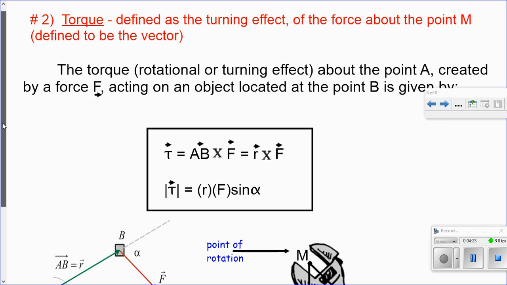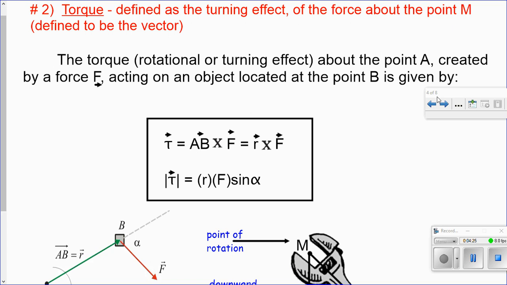Torque is another common example when we talk about cross products and dealing with vectors. Torque is described as a turning effect. It's the force that's placed on a point, defined to be a vector. More specifically, the torque, a rotational or turning effect about a point A, is created by a force F acting on an object located at point B.